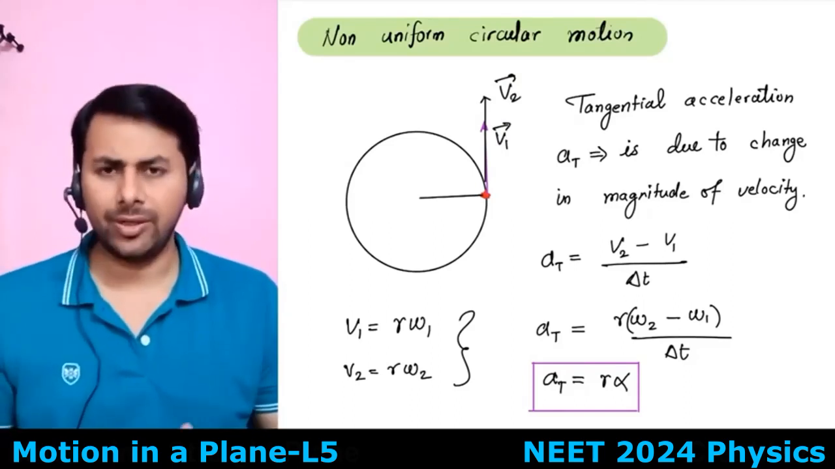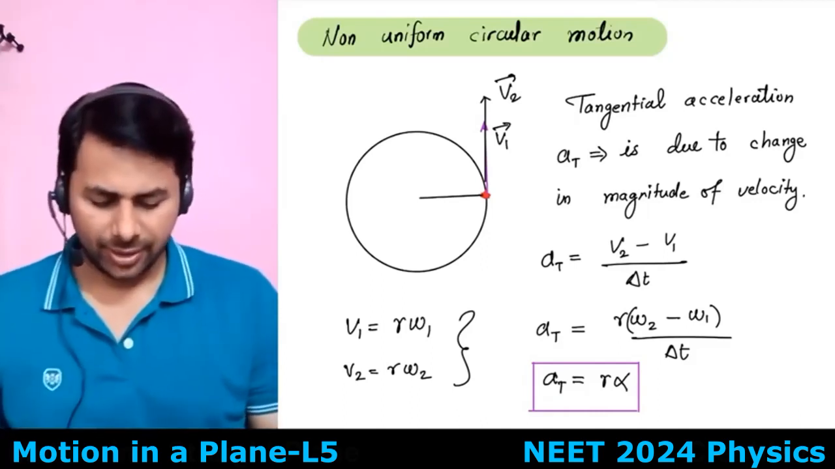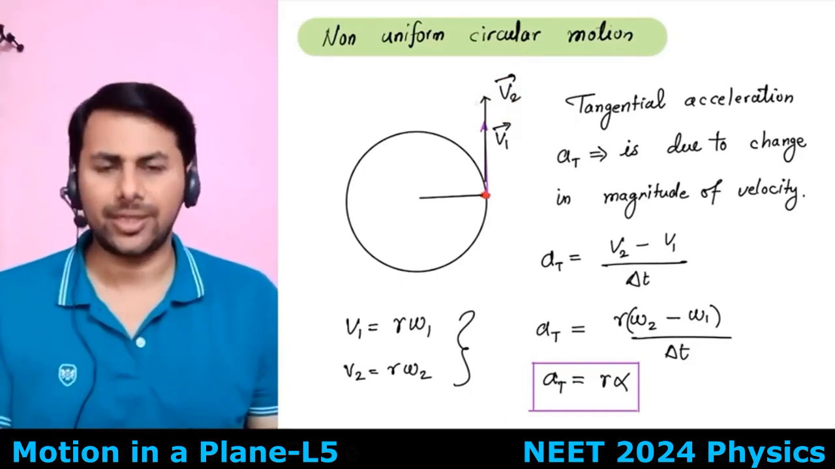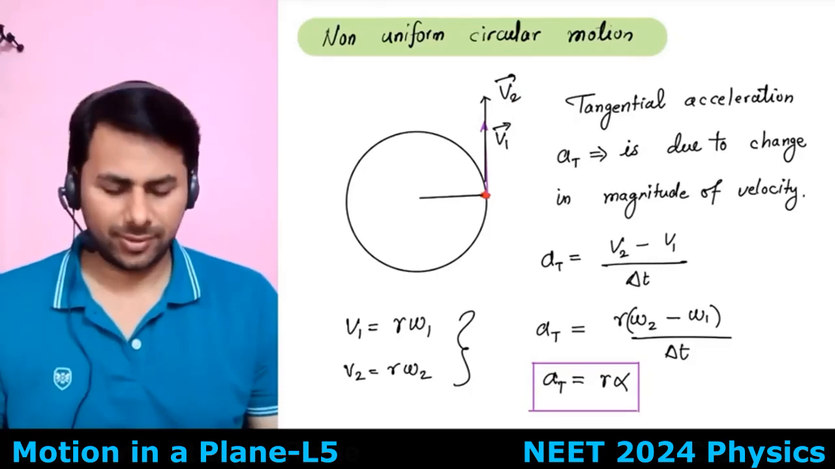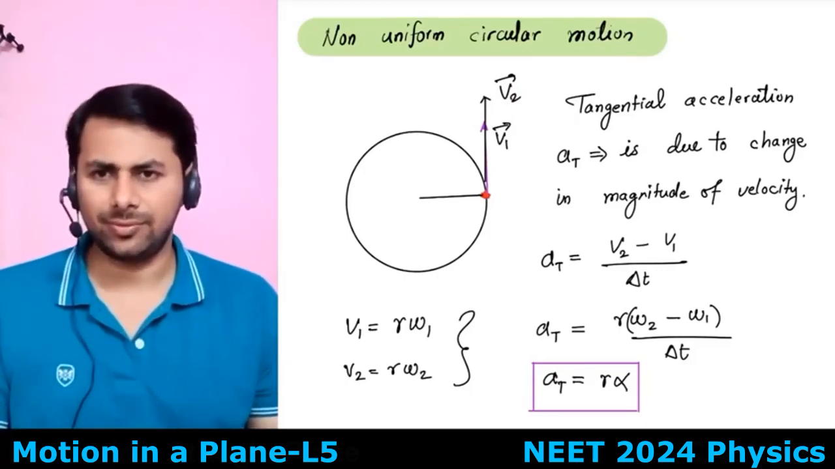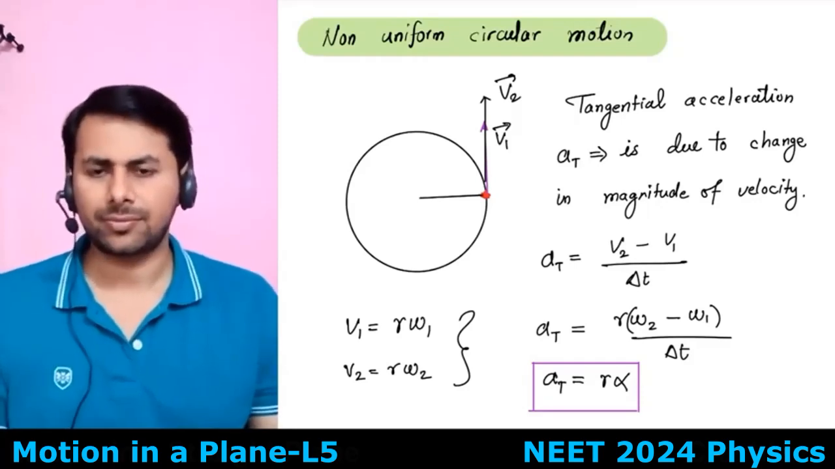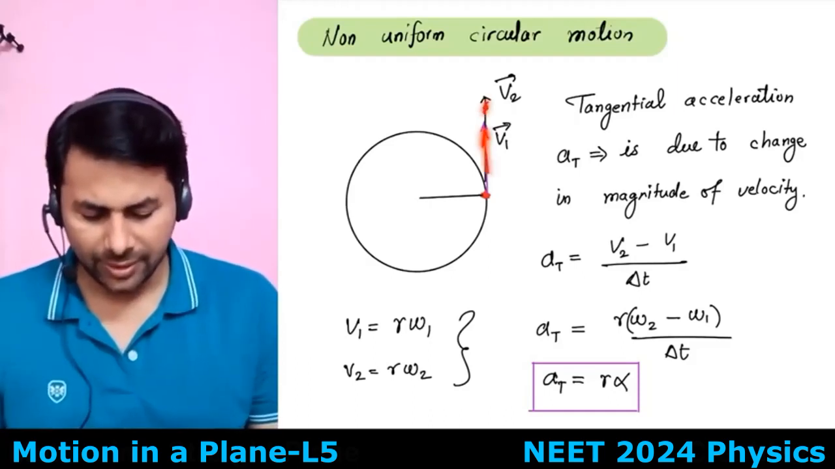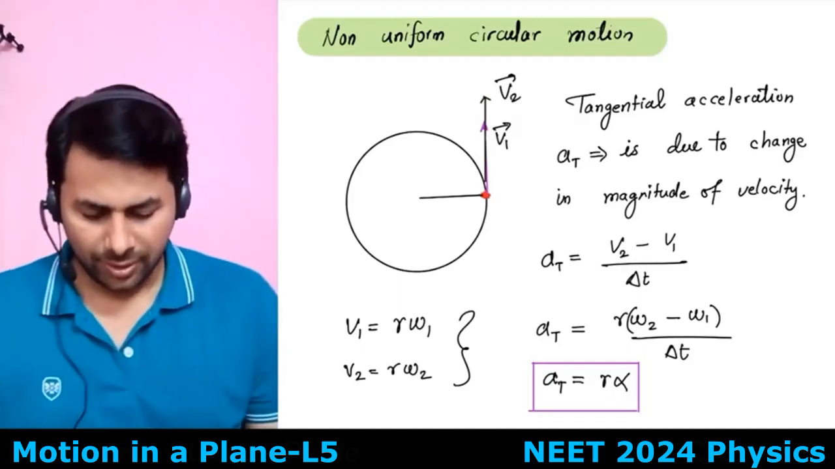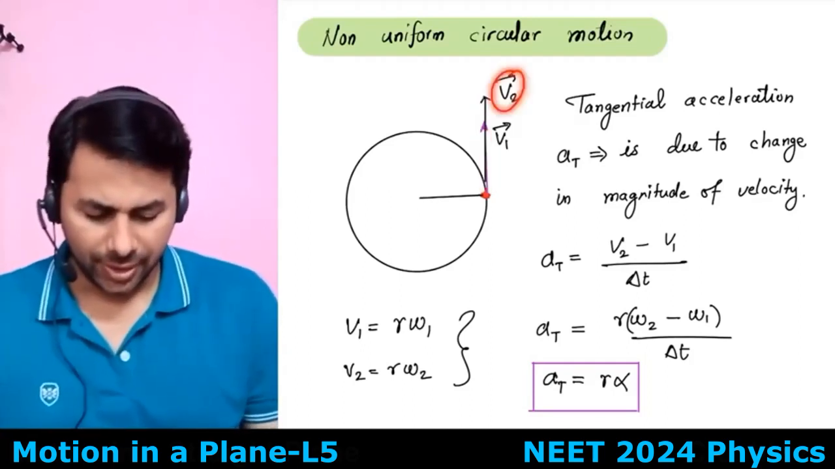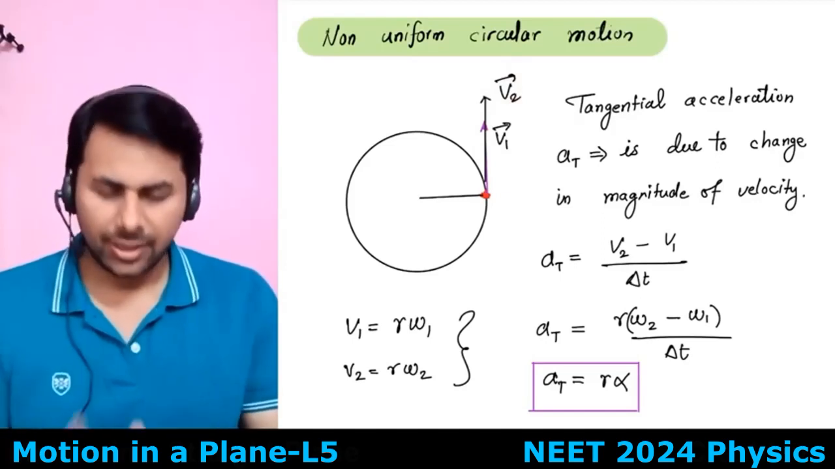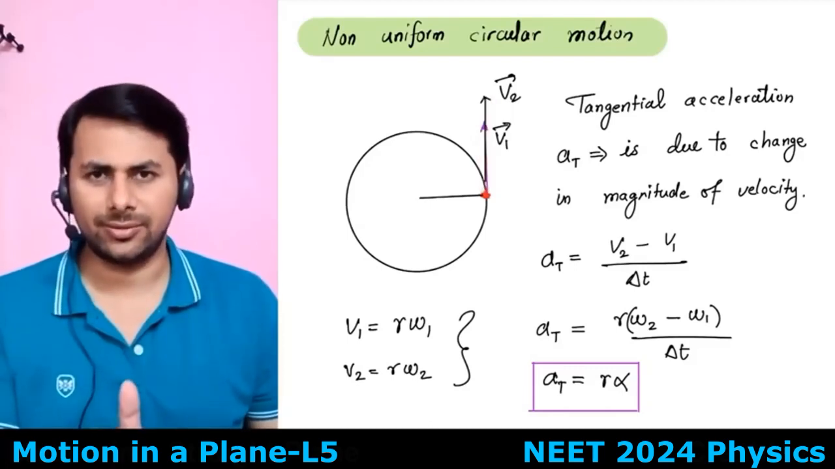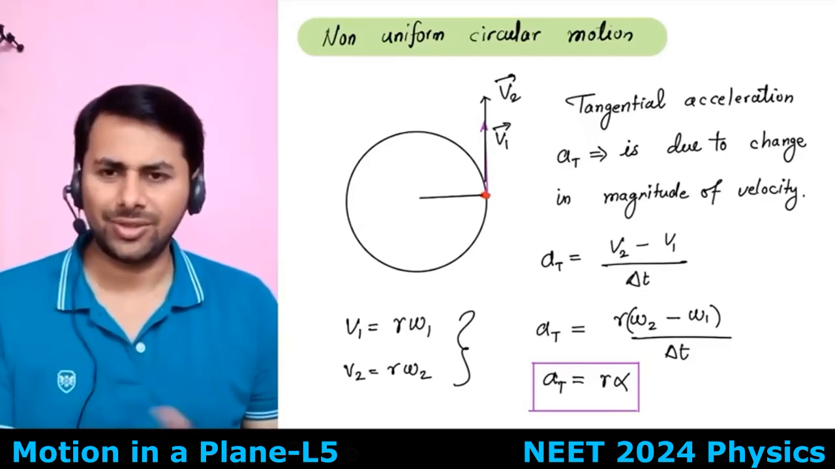Speed is also changing. So there will be one acceleration because of change in direction, and another acceleration because of change in magnitude. What will be the direction of this acceleration? If you are just considering change in magnitude, it will be along the tangent, because velocity is directed along the tangent. If you neglect change in direction and only focus on change in magnitude, it will happen only along the tangent, right?